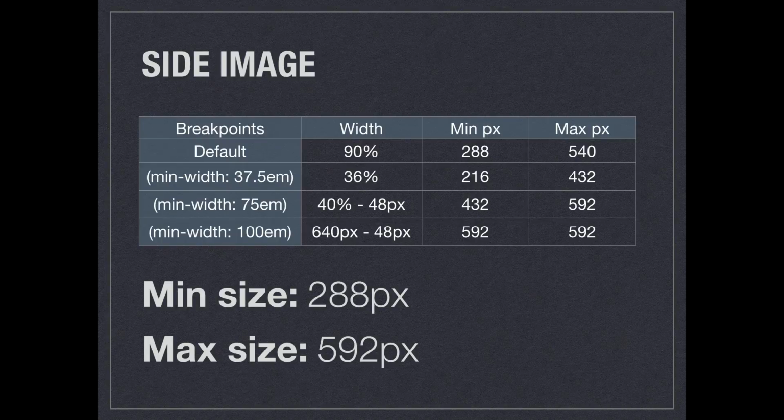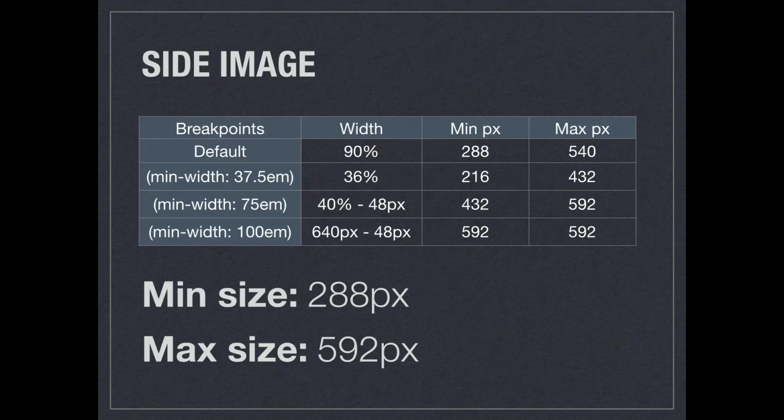Same thing, I do 36% of the minimum width for that breakpoint, and that comes to 216. 36% of the next breakpoint is 432. Here I do some math. 40% of the current breakpoint minus 48 pixels is 432. 40% of the next breakpoint minus 48 pixels is 592. And then I know the exact width of the maximum size.